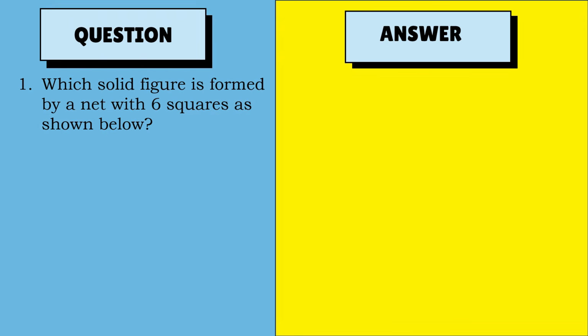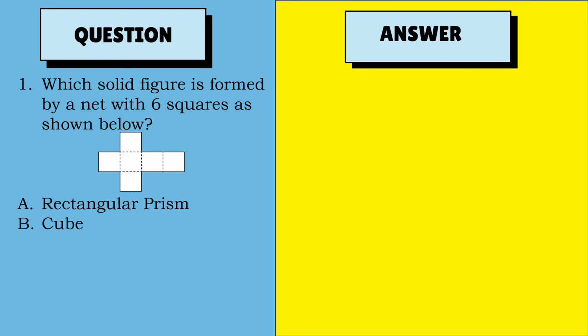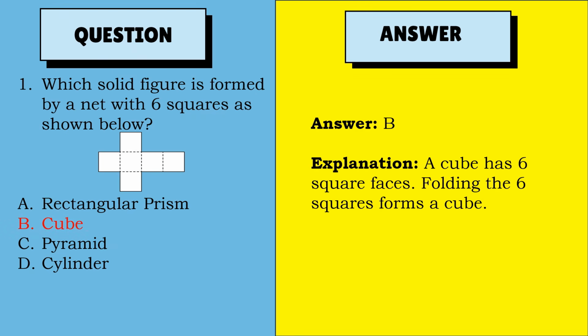Now it's your turn. Get ready for a quick quiz to check your understanding. Question number 1. Which solid figure is formed by a net with 6 squares as shown below? A. Rectangular prism, B. Cube, C. Pyramid, D. Cylinder. What do you think the answer is? Alright, the correct answer is letter B, cube. A cube has 6 square faces. Folding the 6 squares forms a cube.